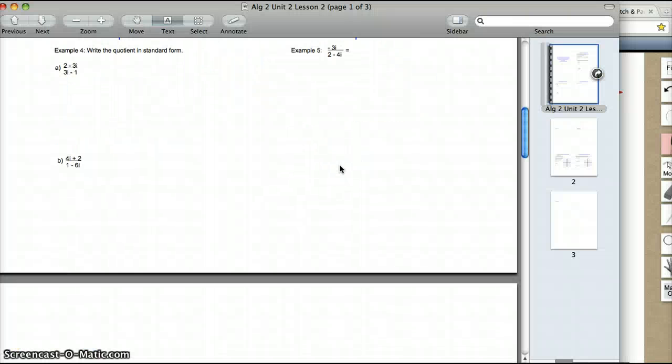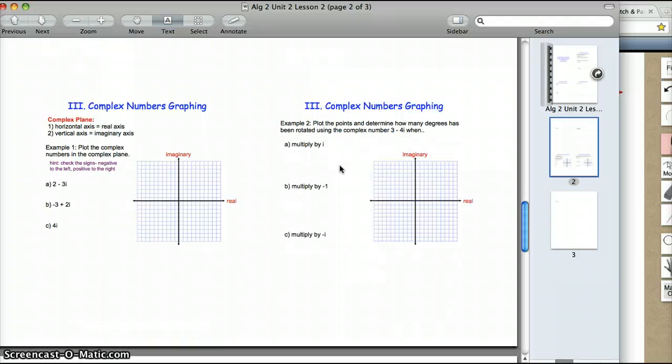Okay, the second part of this lesson is on graphing complex numbers. Now, if you see here in our complex plane, we have our horizontal axis, which is our x-axis, is our real numbers, and then our vertical axis, which is our y-axis, is imaginary. Now think for a second, why would our y-axis be imaginary and our x-axis be real?